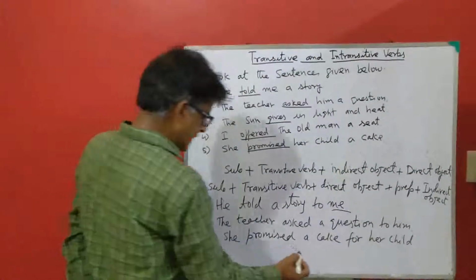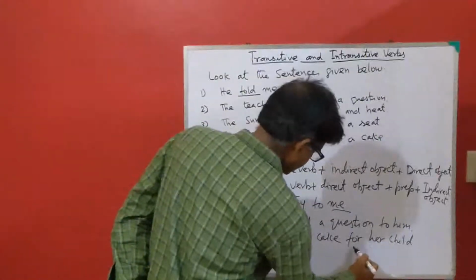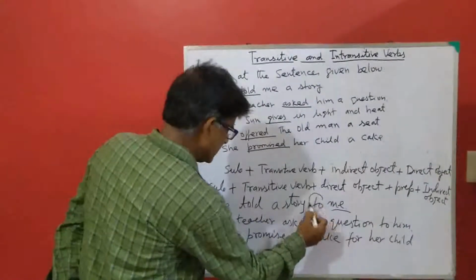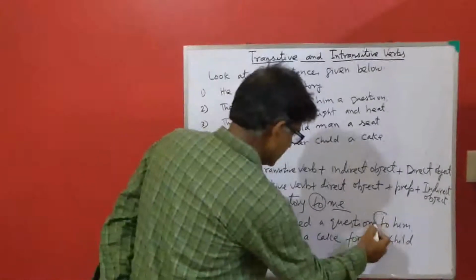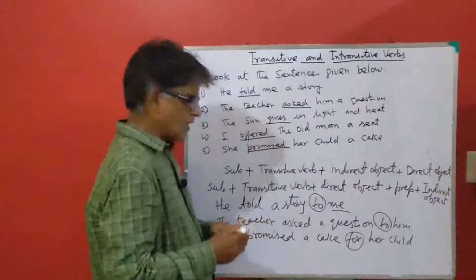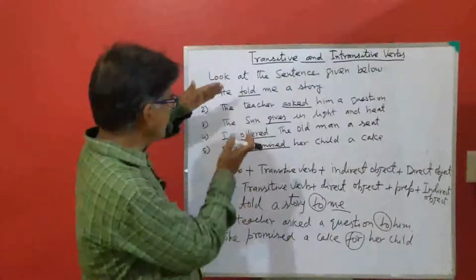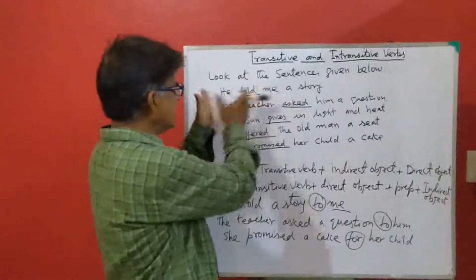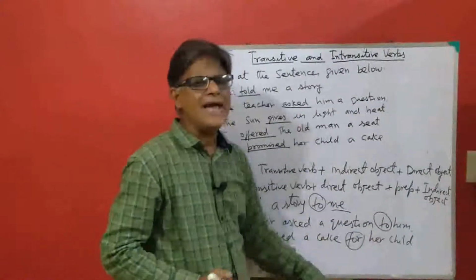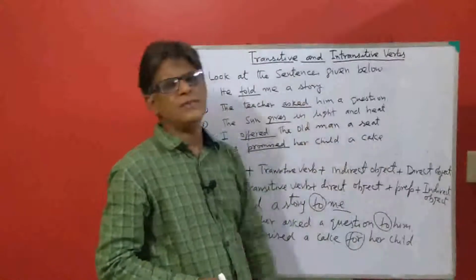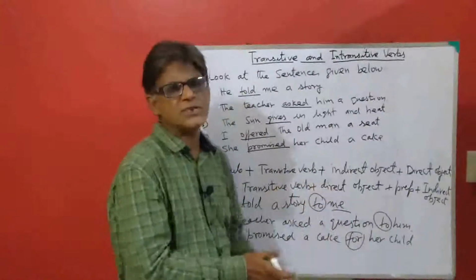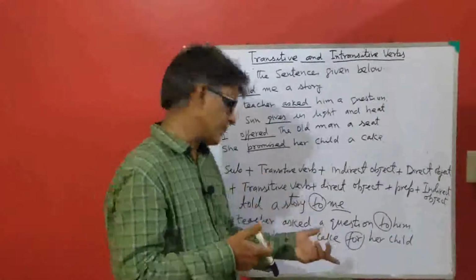She promised a cake for her child. So here the preposition is to, the preposition is to, the preposition is for. So what do we see? When you convert this sentence structure into this sentence structure, the indirect object will come at the end of the sentence, and before the indirect object there will be the preposition to or for.